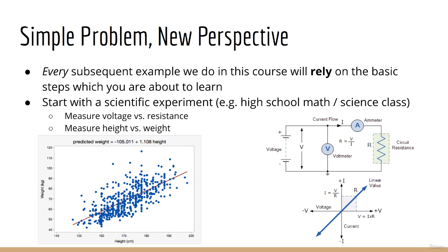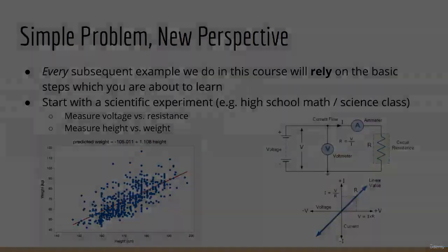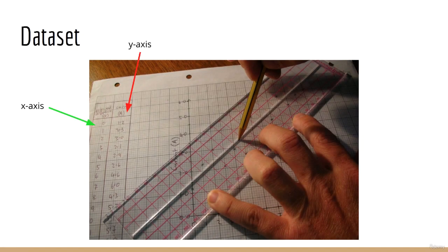I'm sure you're all familiar with this example from your grade school science and math classes. Let's suppose we've done some kind of scientific experiment. For example, we measured the voltage in a circuit with different resistors, or we asked everyone in our class what their height and weight is. This gives us a dataset with two columns of numbers, one that we can call x and the other that we can call y. Now imagine that we plot these points on a grid and we get something that looks pretty close to a line.